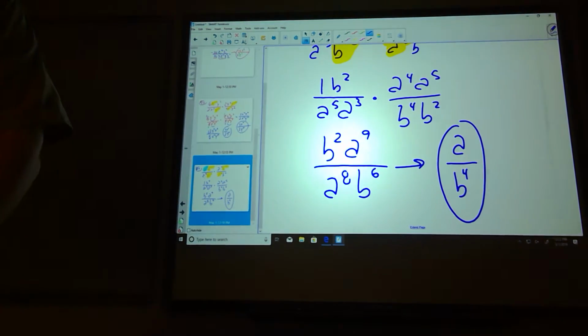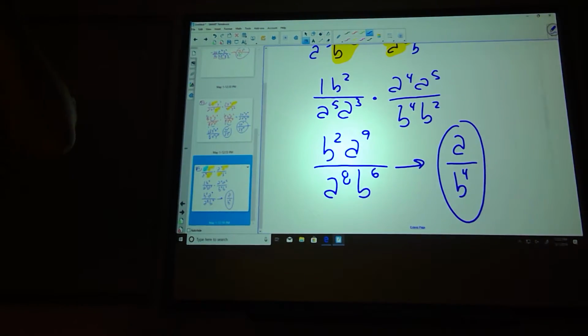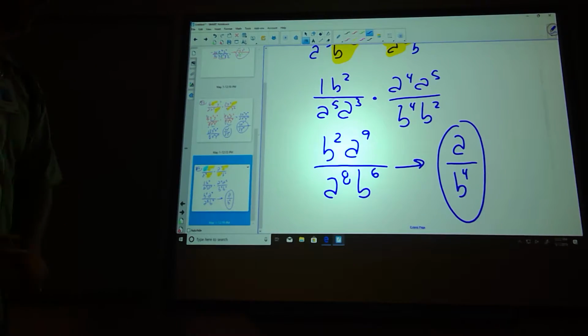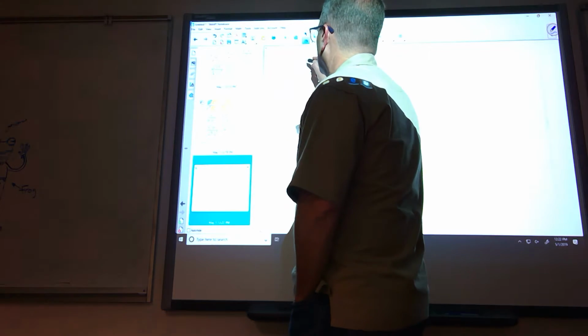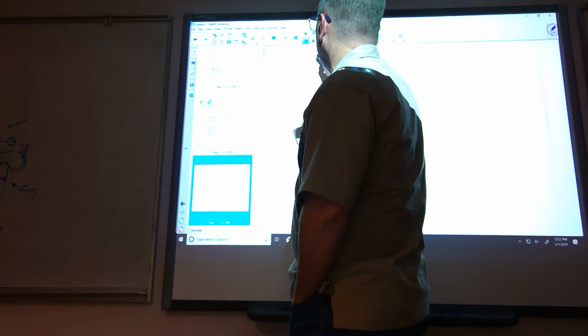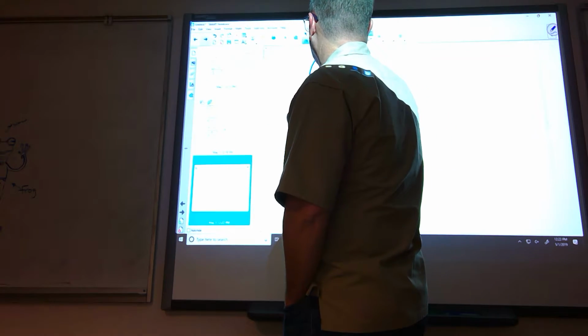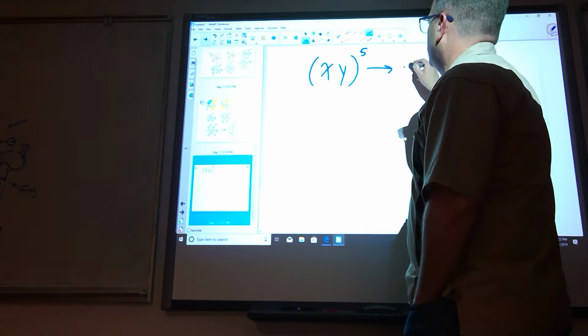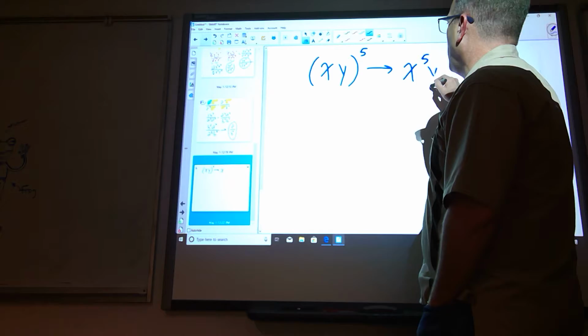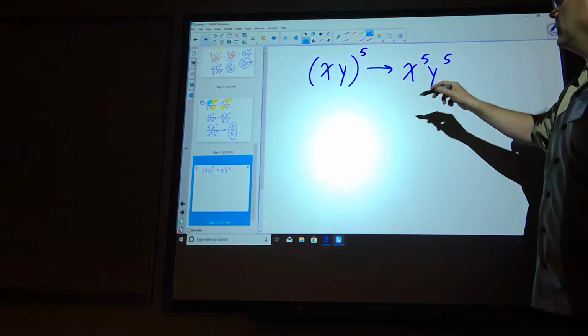All right. One last property we're going to look at, and then we're going to look at scientific notation a little bit. But there's not really a lot of notes. So the one rule we're going to look at is what happens if I have x, y, say to the 5th. This is going to turn into x to the 5th, y to the 5th. It distributes to both.